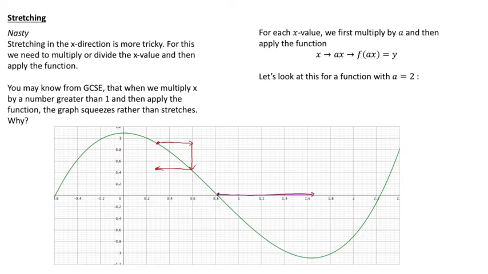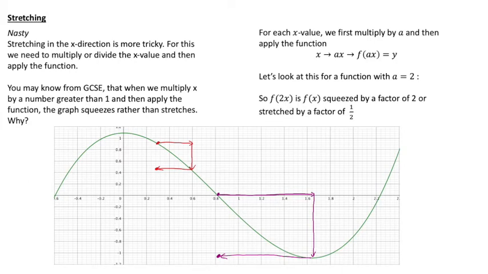Now for the point just above 0.8, when we double that, that takes us a bit above 1.6. We then drop down onto the curve to get our y value, and we take that back to where we started, just above 0.8. And we then mark that point on. You can see that that's going to happen for all the points. They're all going to be squeezed in by a half or divided by 2, whichever way you want to look at it. And so f of 2x is f of x squeezed by a factor of 2, or you can think of it as stretched by a factor of a half.